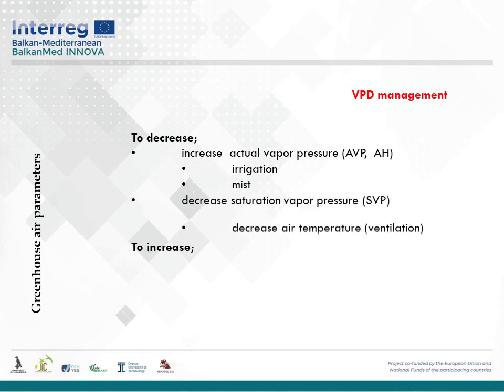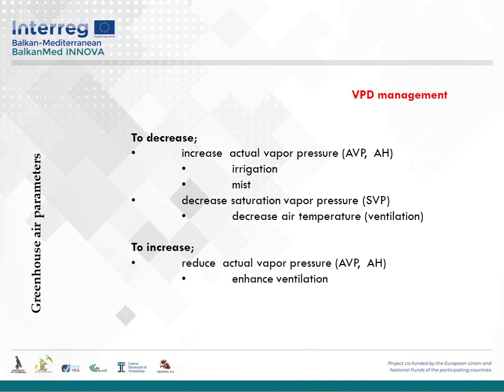And the second alternative is to decrease the saturation vapor pressure, or otherwise to reduce the water holding capacity of the air, and that can be done by reducing the air temperature of the greenhouse. You can do that by increasing the ventilation rate, or by shading, or other alternatives which can help reduce the air temperature of the greenhouse.